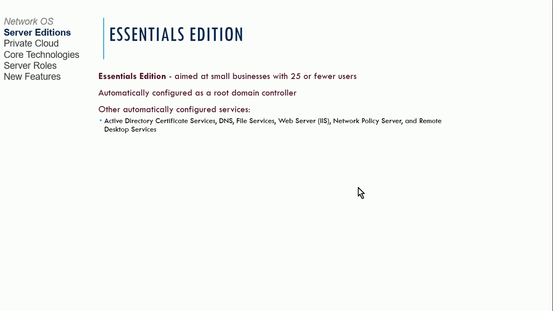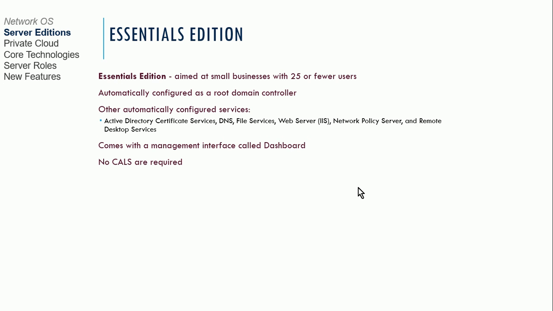So Essentials Edition, we talked about Data Center, we talked about Standard Edition. Essentials Edition is aimed at small businesses with fewer than 25 users. So it's automatically configured as a root domain controller. We're going to talk about domain controllers later on, which is part of Active Directory. Other automatically configured services include Active Directory, DNS, file services, web services, network policy server, and remote desktop services. It also comes with a management interface called Dashboard. Again, no heavy GUI like our desktop operating systems, and no CALs are required.